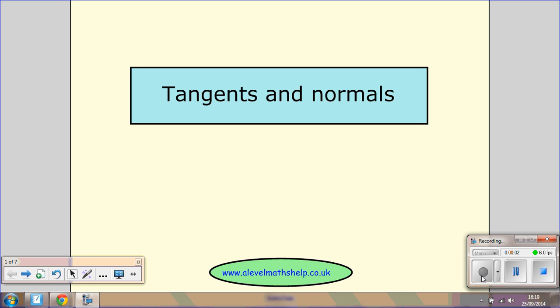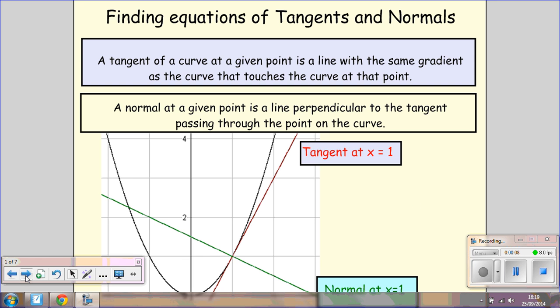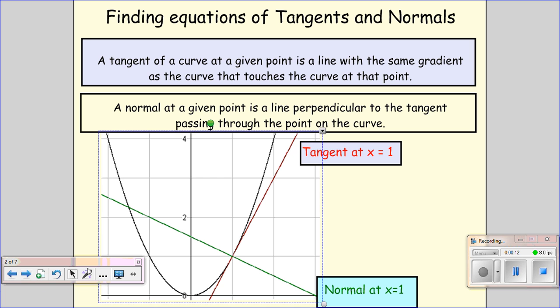Hi, so in this video we're going to be looking at finding the equation of tangents and normals to a curve. First of all, we need to know what a tangent is and what a normal is. So the tangent to a curve is a straight line which just skims past your curve, just touching the curve at the point that you're looking for.